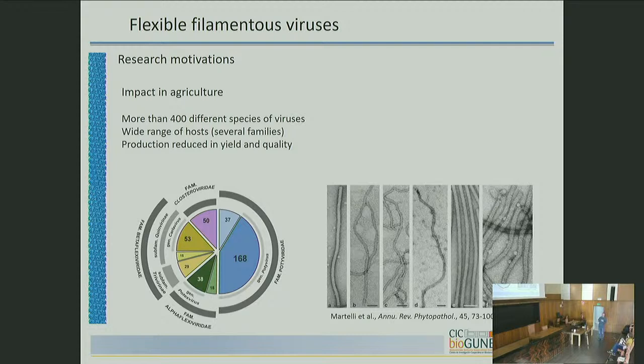As I mentioned, they have a large impact in agriculture. There are more than 400 different species of viruses. They are distributed in different families. The largest one is Potyviridae, where the Potyviruses are.